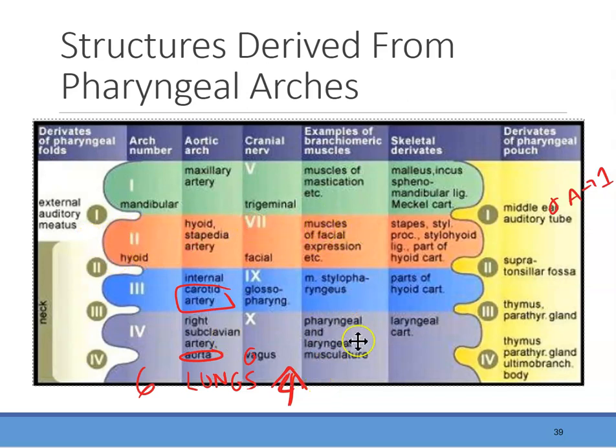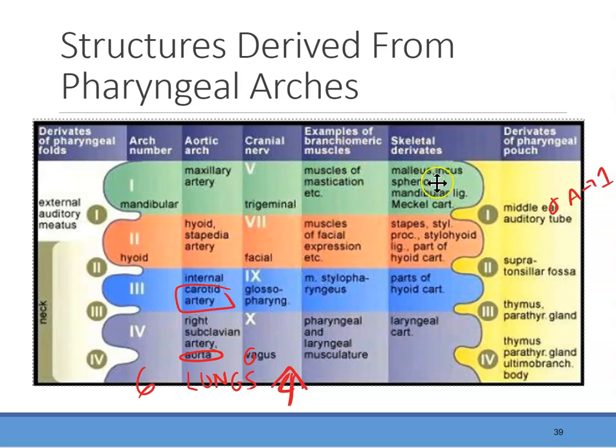The third and fourth, they make other types of muscles like the stylohyoid. The fourth one makes things to do with the larynx. The larynx is where your voice box is. Okay, but these are the two important ones that I want you guys to know.